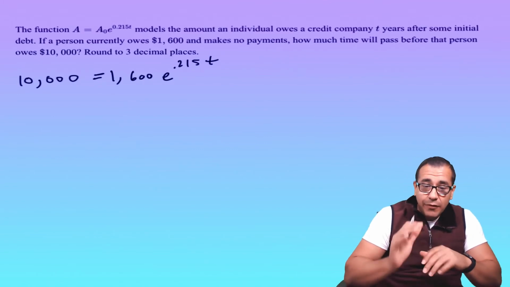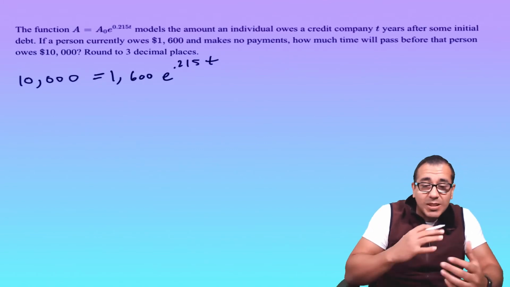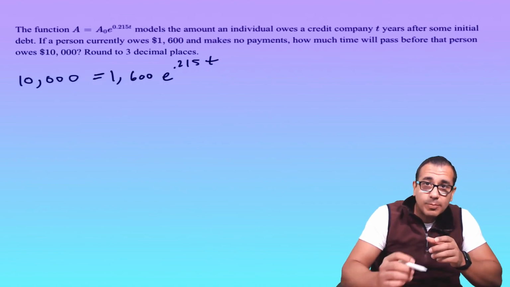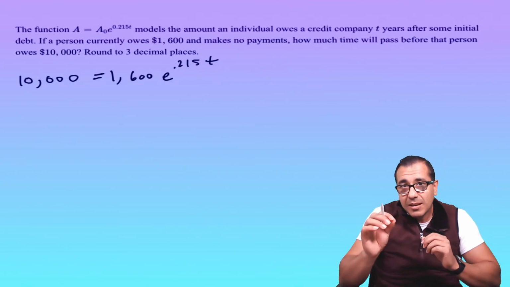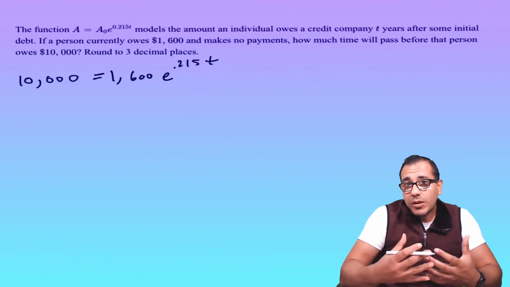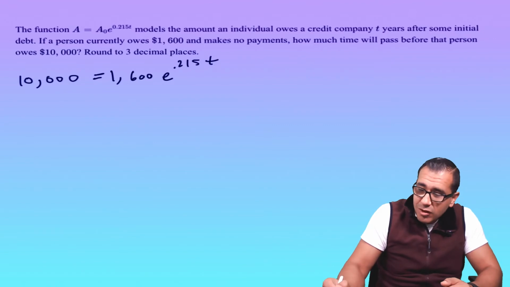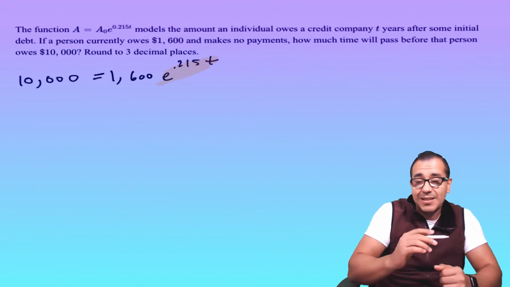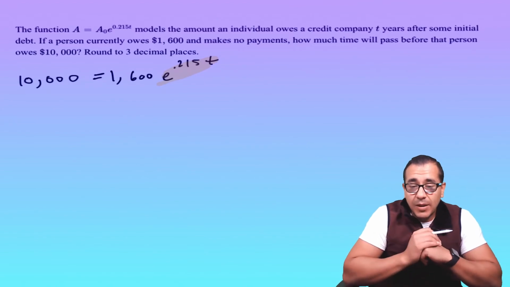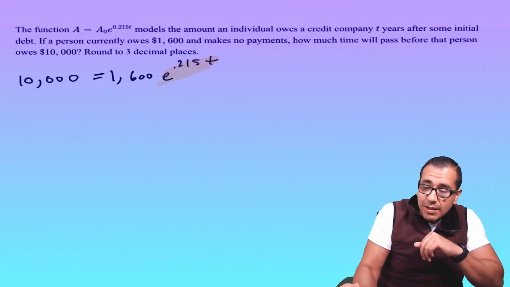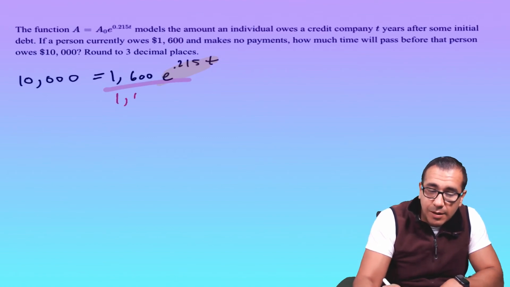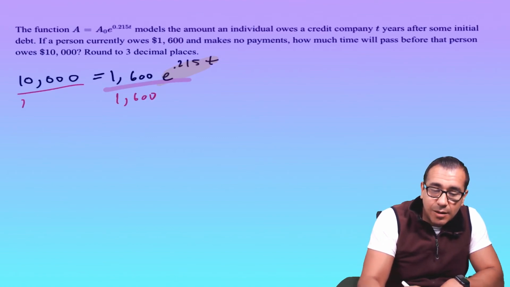All right, first things first, you have to identify what type of equation we have here. And if you notice, our exponent has a variable. So when our variable is in the exponent, this is an exponential equation. Our first goal is to isolate the base with its exponent. So let's take that 1,600 and divide both sides by 1,600.